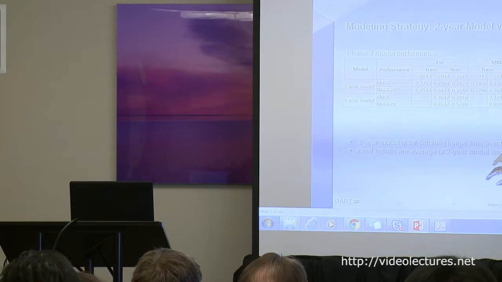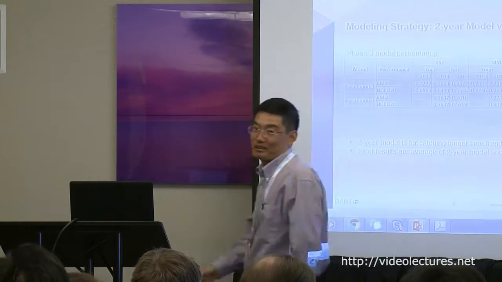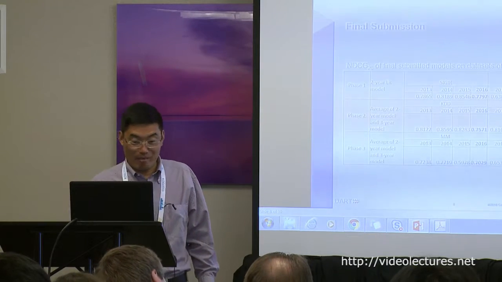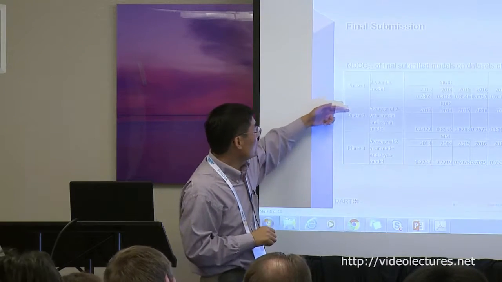Obviously, for the final result we just take the average of the 2 years and 3 years, so that hopefully it is more robust. And those are the final results on the submission. Those are phase 1, 2, 3.